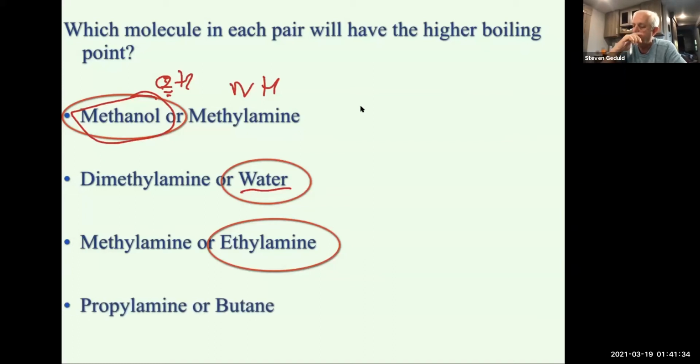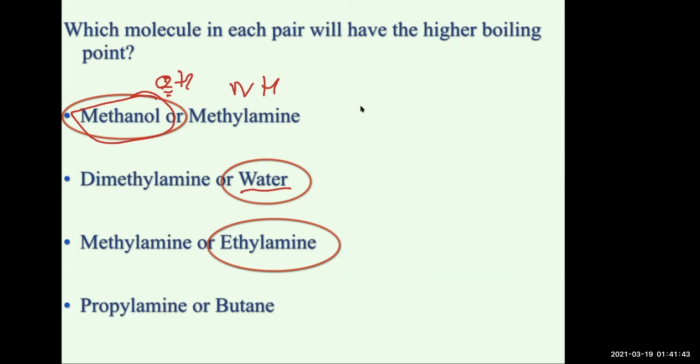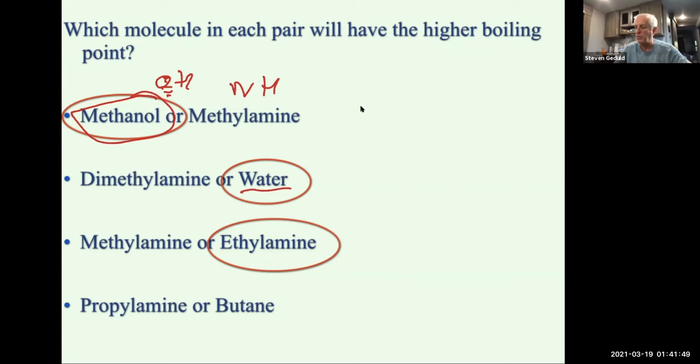Okay. Propylamine or butane? Which one for that? Both have the same molecular weight, same size. Propylamine. Propylamine, perfect. It will have the higher boiling point because butane is just all hydrocarbons, carbon, hydrogen. Propylamine does have hydrogen bonding, so it's going to hold it far tighter than the butane.